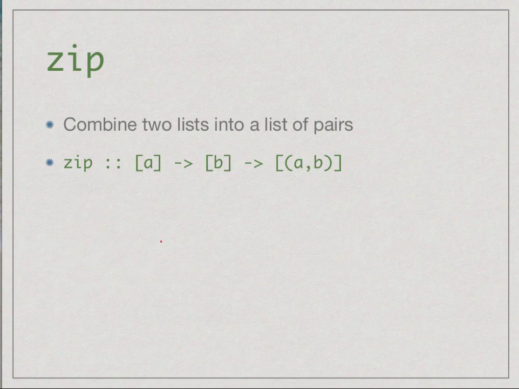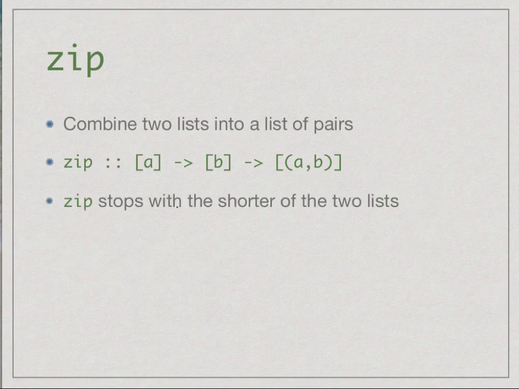So a simpler form of zip width is called zip. So zip doesn't apply a function, it merely combines two lists into a list of pairs. So it takes a list of A's and a list of B's, and then it pairs them up as the first A with the first B, the second A with the second B, and so on. So zip takes a list of A, a list of B, and gives me a list of pairs of the form A comma B. So as with the earlier function, zip also stops with the shorter of the two lists. So if it can't form a pair, then it stops.